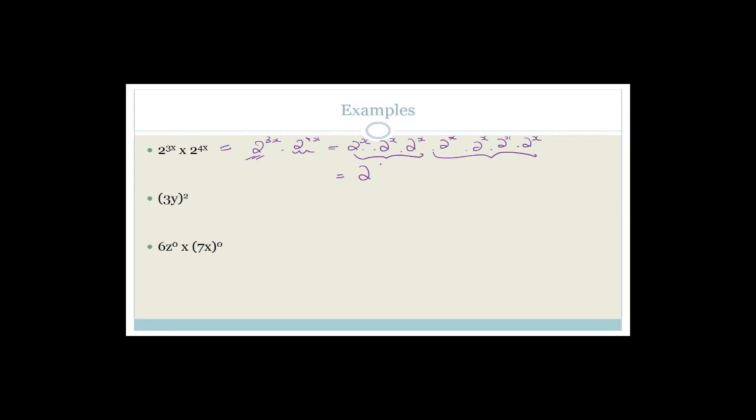So what are we left with? We're left with 2 to the 7x. Or we could have just added them.